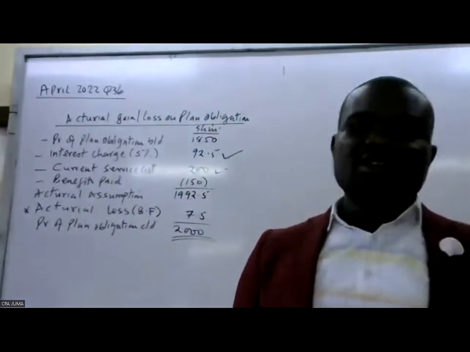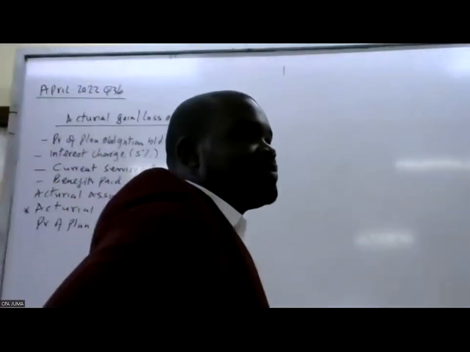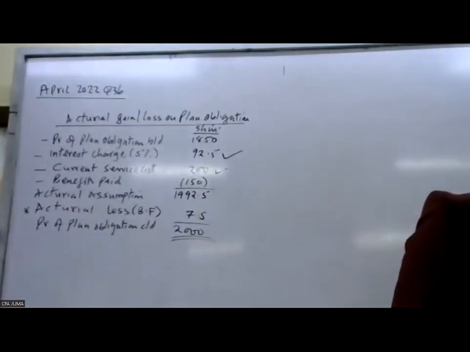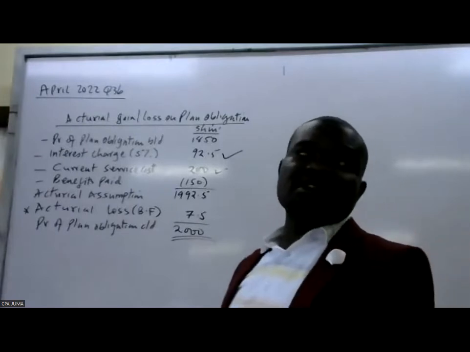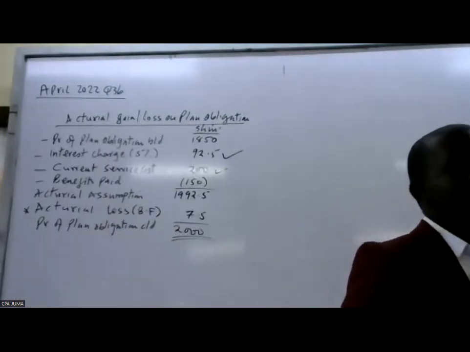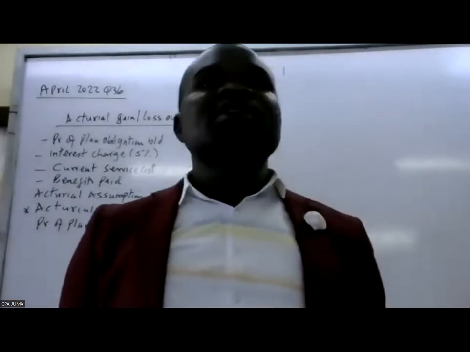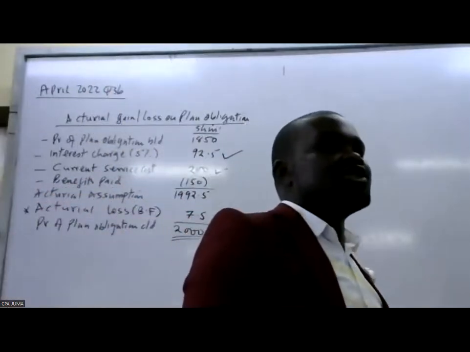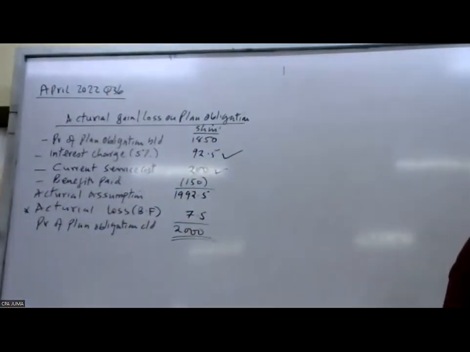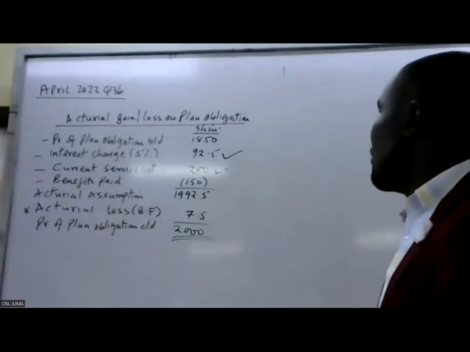It should be charged to P&L as an administrative expense, in bracket, staff costs. Correct. Okay, so that one we have done.